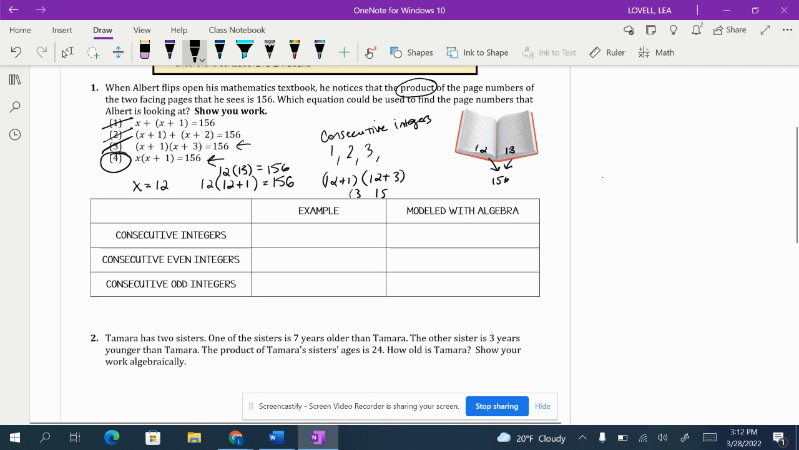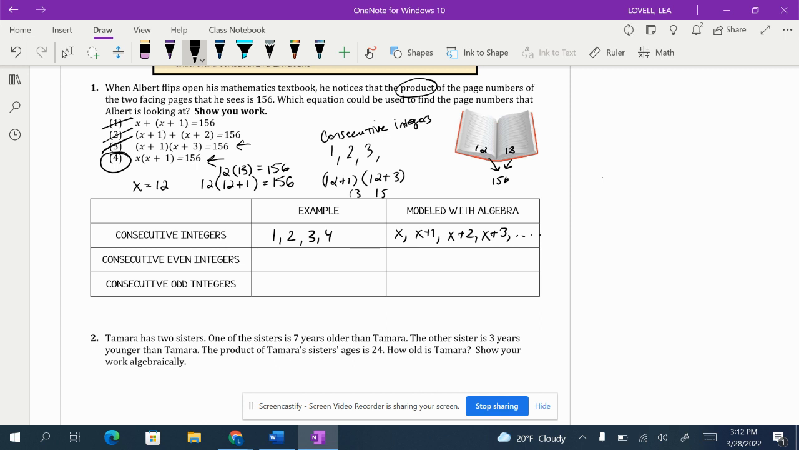So consecutive integers, we just talked about those real quick. The examples would be 1, 2, 3, and 4. These are whole numbers that follow each other without gaps, and we model them with algebra by saying the first number is x, the second number is x plus 1, x plus 2, x plus 3, and so forth. Whereas you're counting and you're just adding one more to the number that you started with.